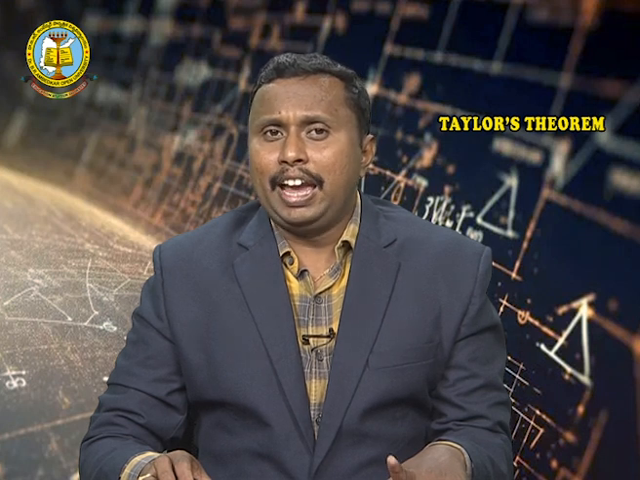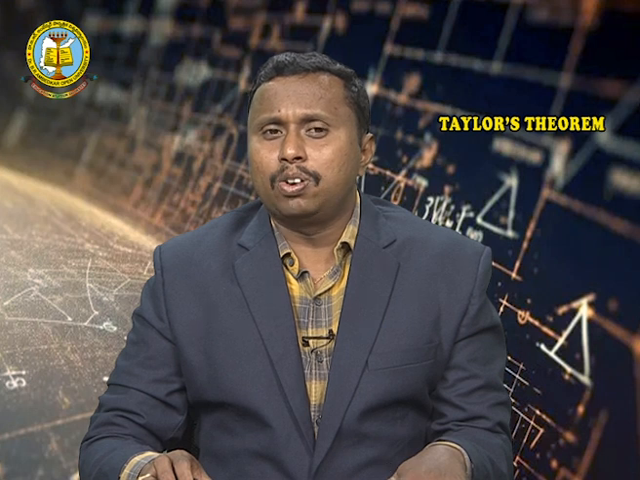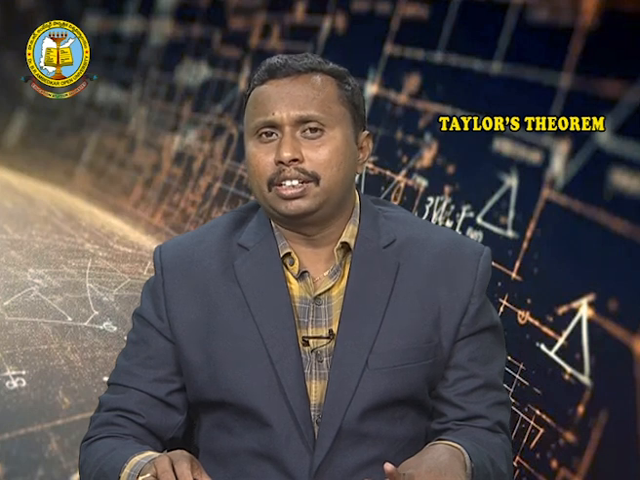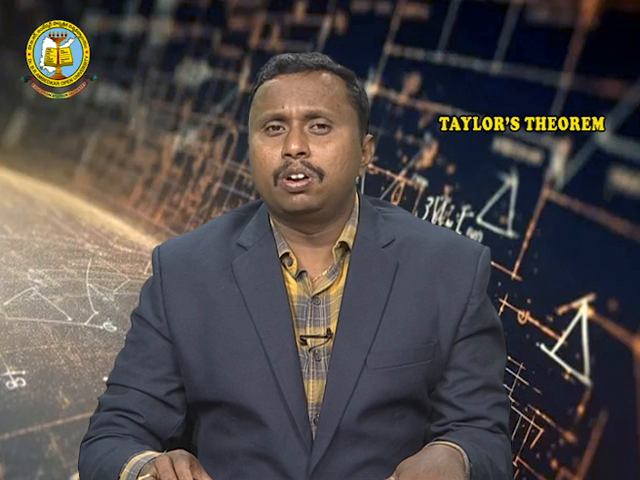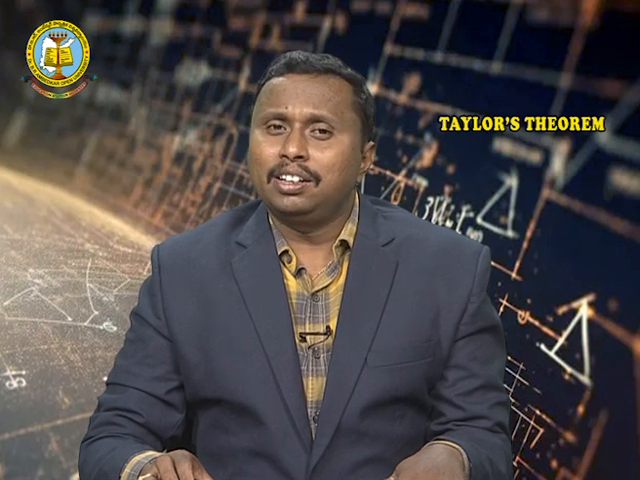So, if you substitute a equal to 0 in the Taylor series, then we get the Maclaurin series. So, this is the Taylor series; now we substitute a equal to 0 and we get f of h equal to f of 0 plus h by 1 factorial into f dash of 0 plus h square by 2 factorial into f double dash of 0 plus so on plus h power of n by n factorial into f power of n of 0 plus so on, which is called the Maclaurin series. In the Taylor series we substitute a equal to 0 and we get the Maclaurin series.